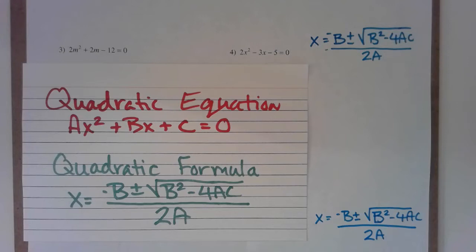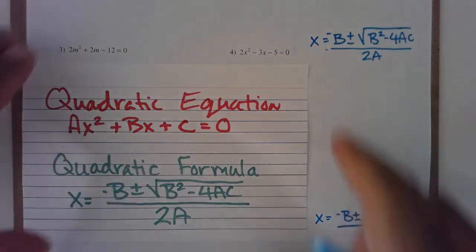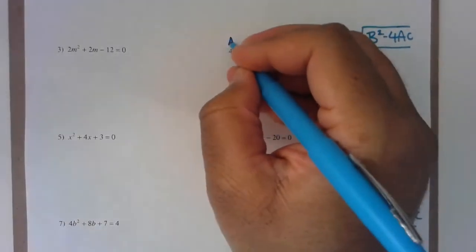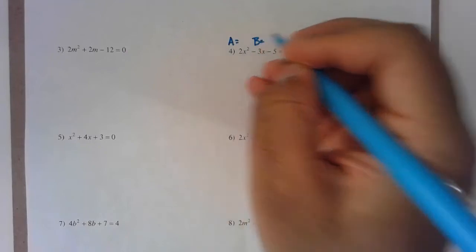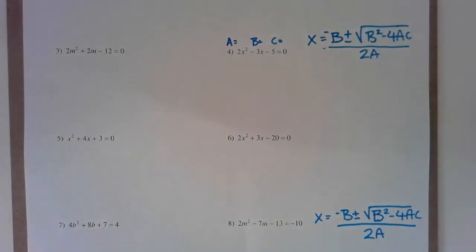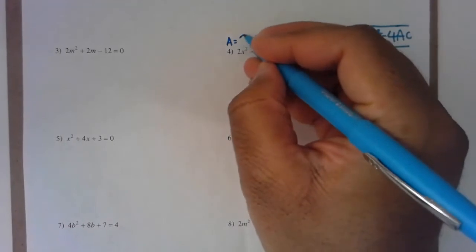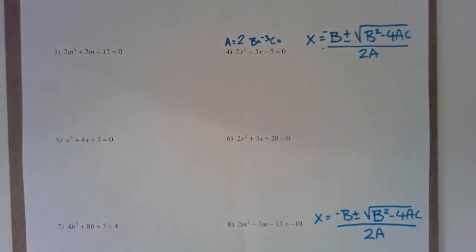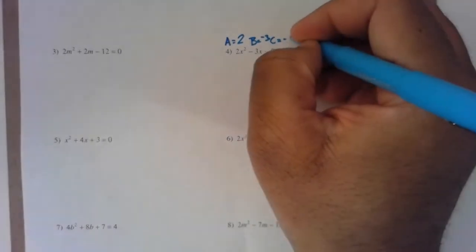Number 4. The first thing I need to do before I can use my quadratic formula is make sure that I have my ABCs lined up equal to 0. If I look at number 4, I have all 3 of them set equal to 0, so I can go ahead and begin. Step 1, make sure you label your ABCs. A looks like it's going to be 2, B is going to be -3, and lastly, C is going to equal -5.